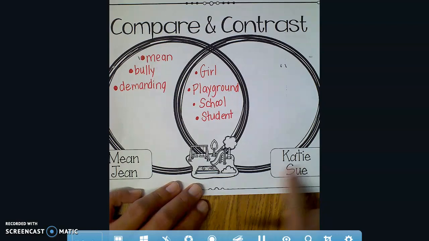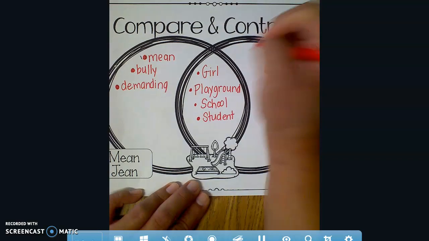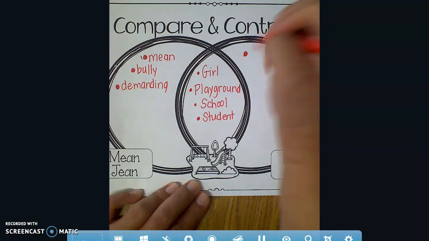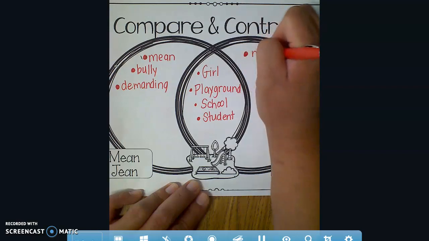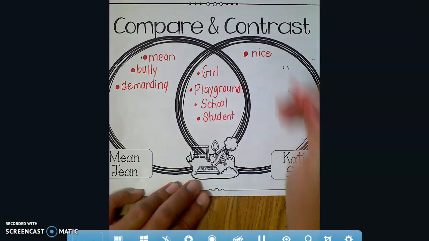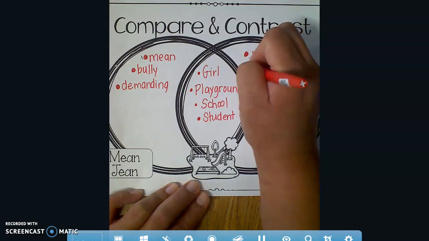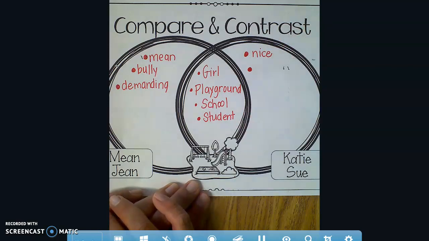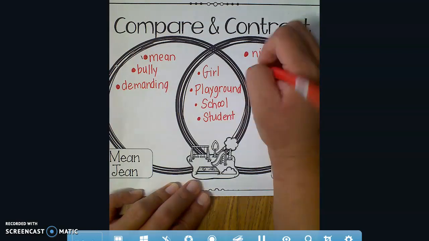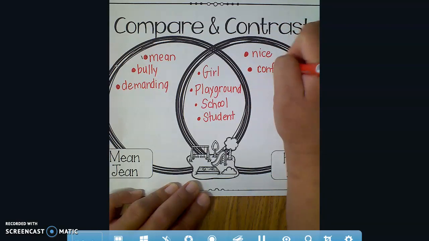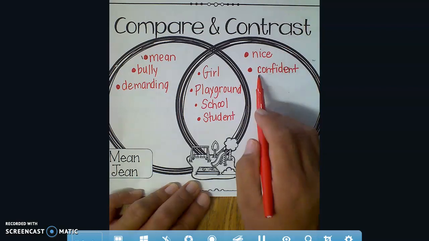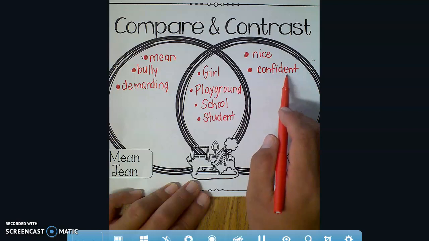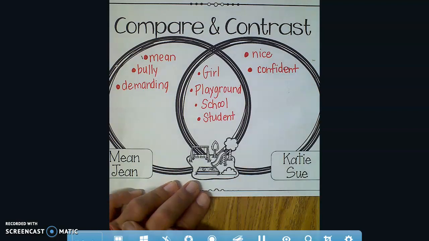Okay, let's go back to Katie Sue on the right-hand side, and we'll put some of her character traits, which she was nice, opposite of mean. We could say Katie Sue was confident. This is kind of a bigger word. C-O-N-F-I-D-E-N-T. So she was confident within herself.